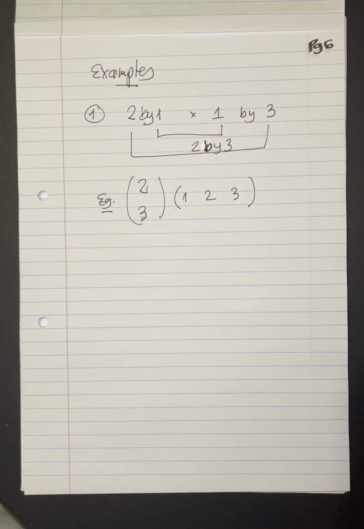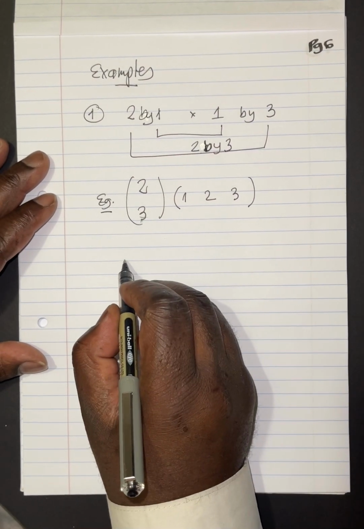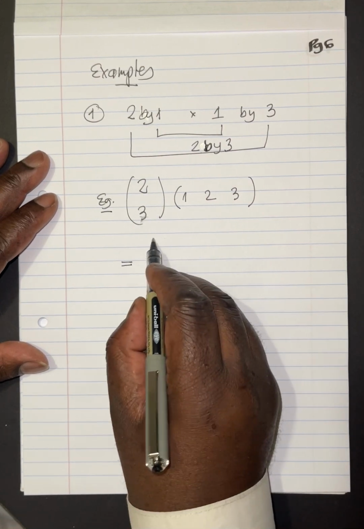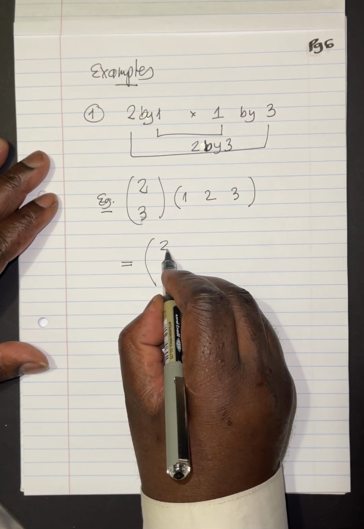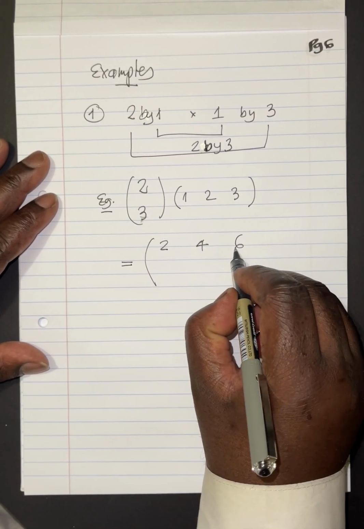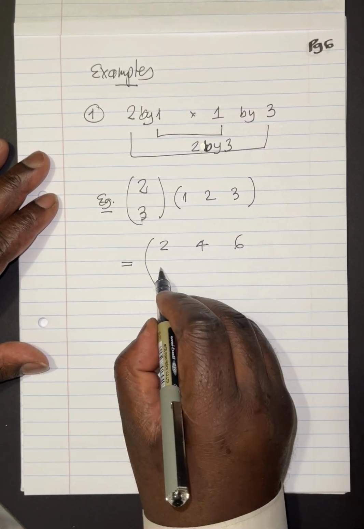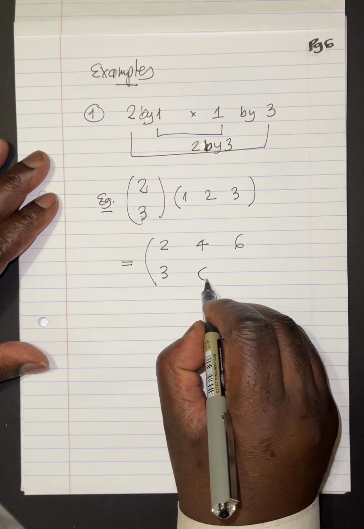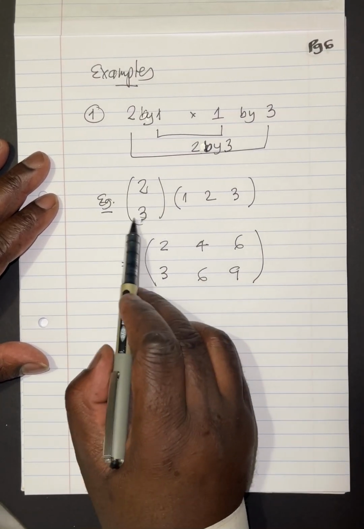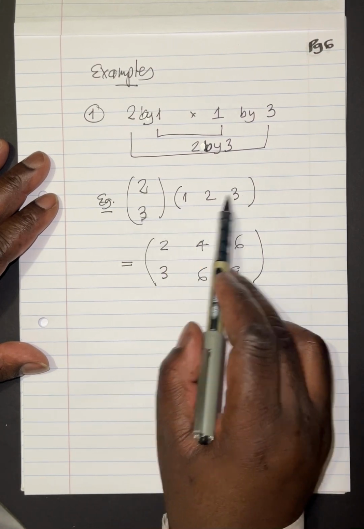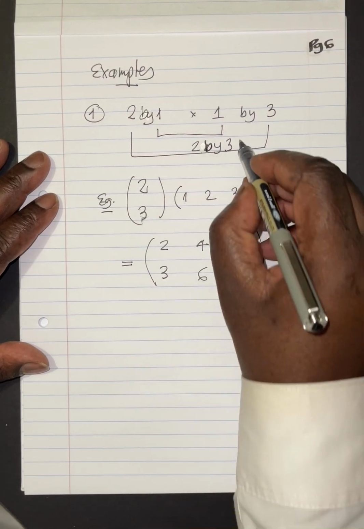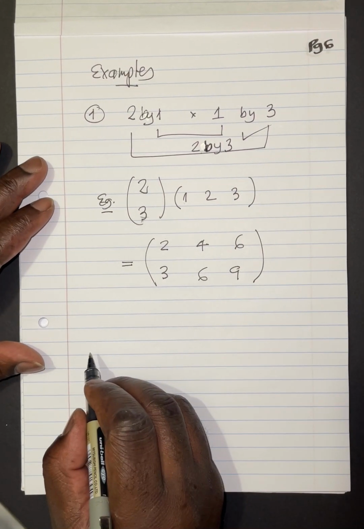So basically, how does multiplication of matrices go? This is what we're going to do. I'm going to take the 2, multiply by 1, that's 2. 2 multiplied by 2, that's 4. 2 multiplied by 3, that's 6. And then I'm taking 3. 3 multiplied by 1, that's 3. 3 multiplied by 2, that's 6. 3 multiplied by 3, that's 9. So this is our resulting matrix of multiplying a 2 by 1 by a 1 by 3. You can see here we have a 2 by 3 matrix. This is correct. Let's give another example.